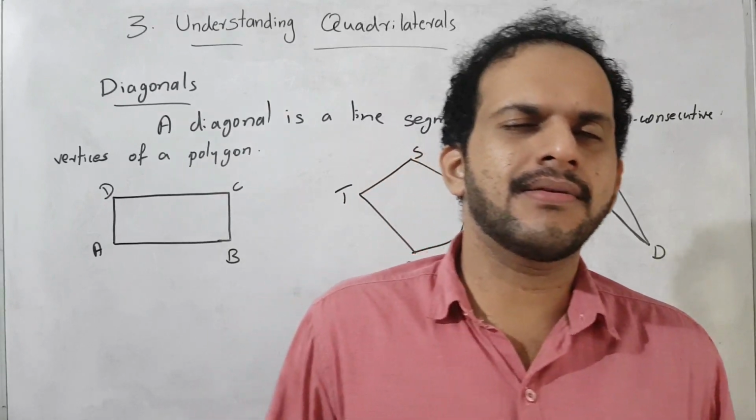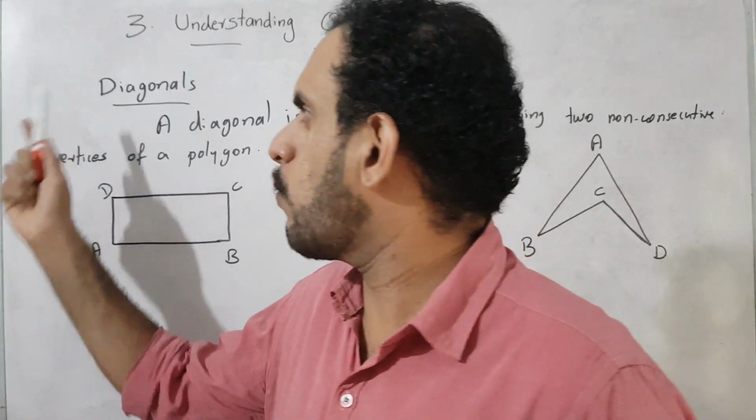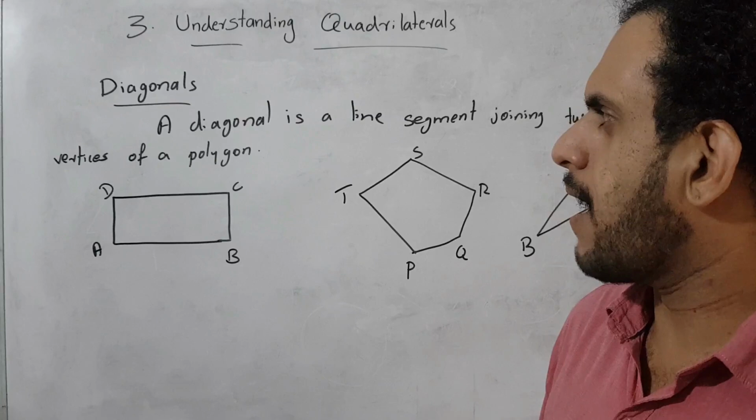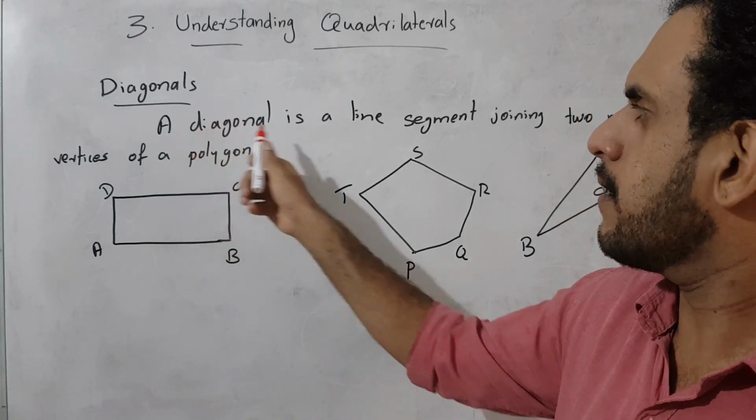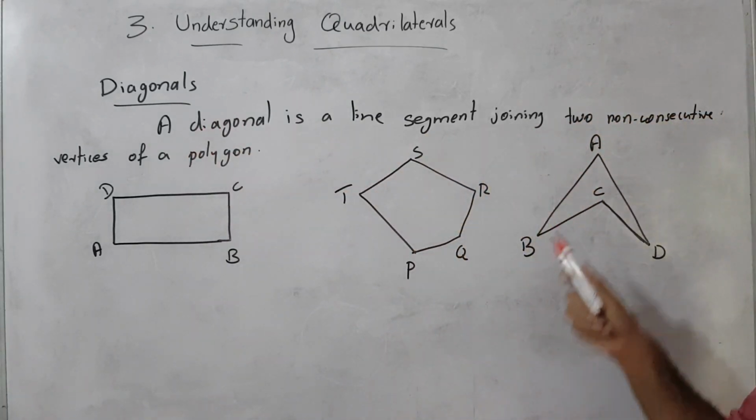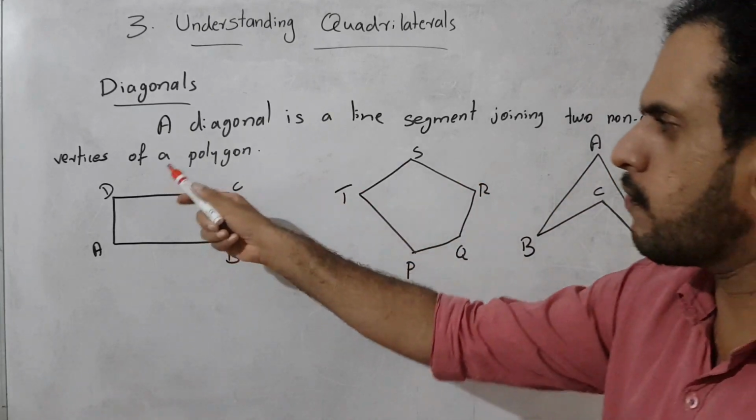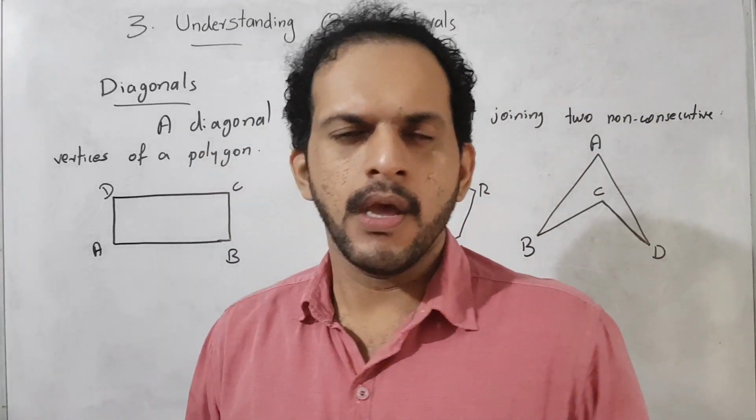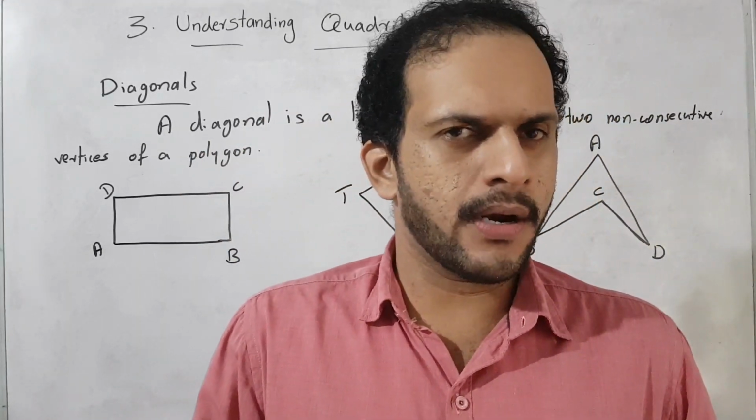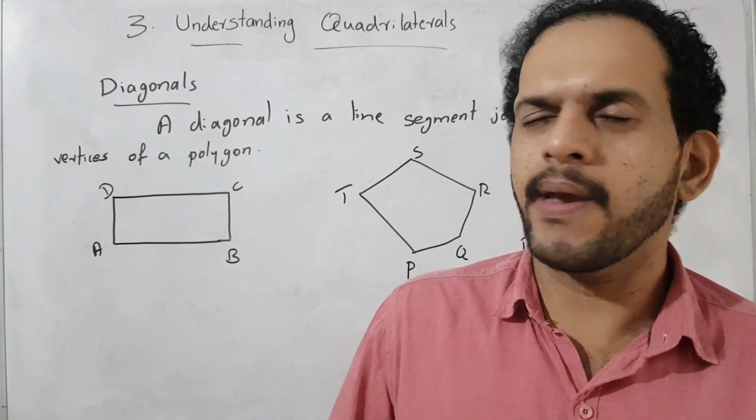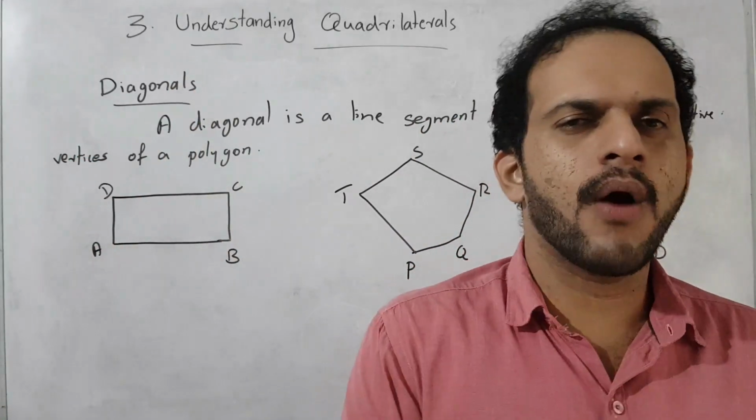Am I right? Then next we are discussing the main important idea. That one is diagonal. What is diagonal? A diagonal is a line segment joining two non-consecutive vertices of a polygon. Now you know what you mean by polygon. So next we are discussing the main important idea, diagonals of a polygon.